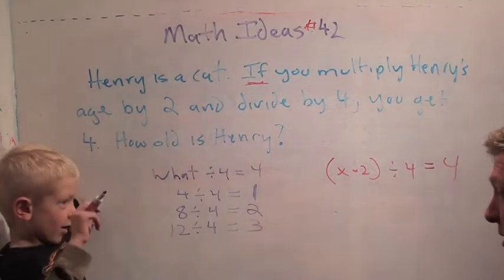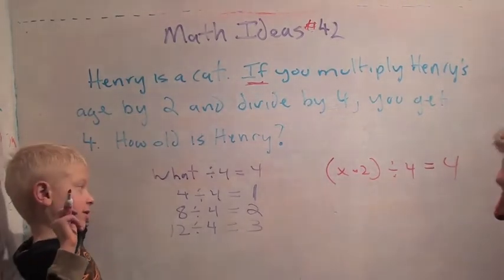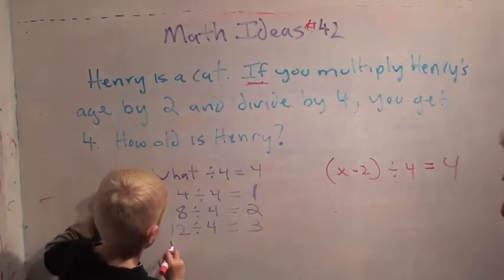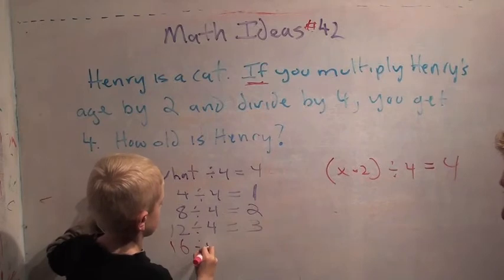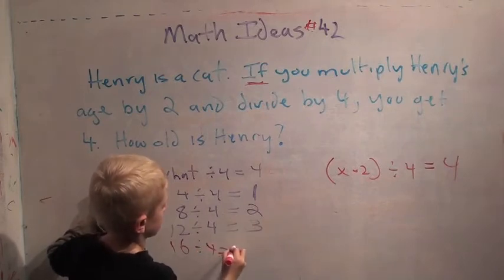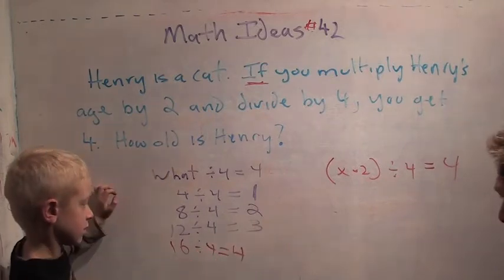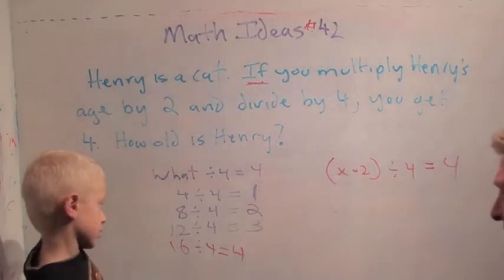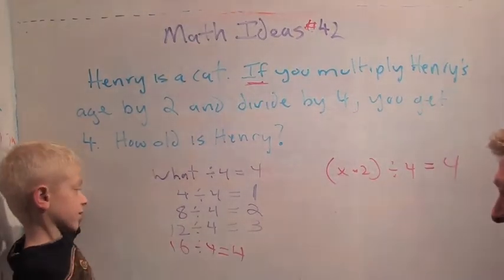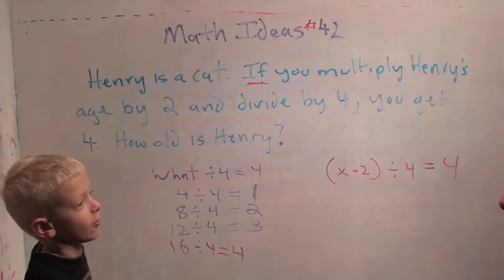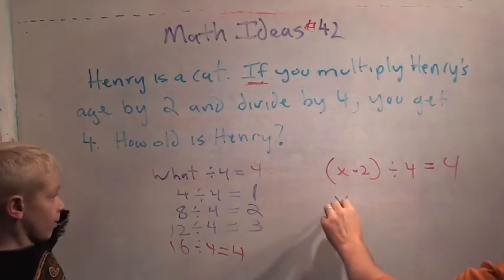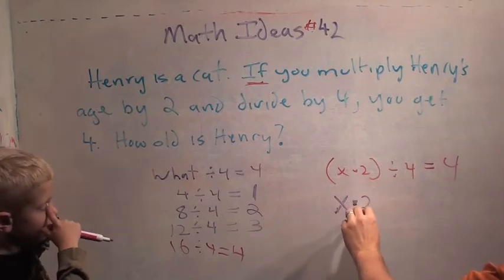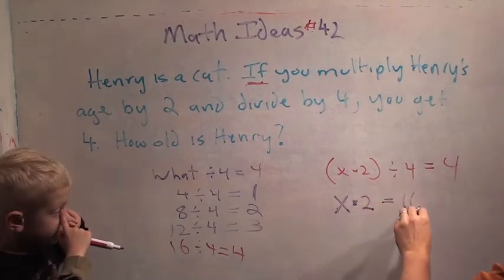16 divided by 4. Why don't you write that down for me? 16 divided by 4 equals 4. So what divided by 4 equals 4? 16 divided by 4 equals 4. Oh, well that's nice. So that tells us that x times 2 equals 16.